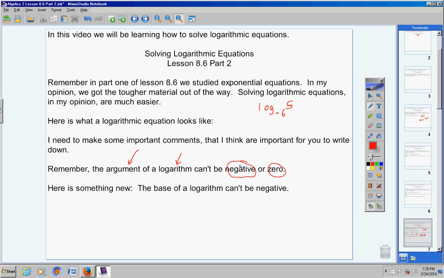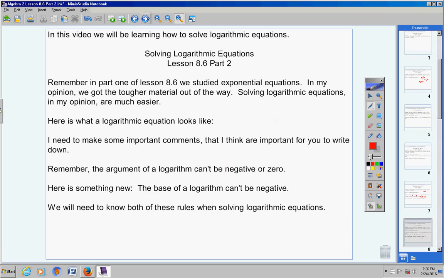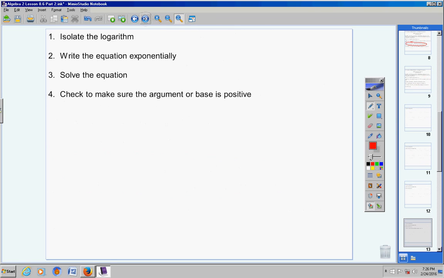And you say, why? Well, to be honest with you, that's based on the definition of what a logarithm is. Logarithms are not made to replace exponential expressions that have a negative base, and so you cannot have a negative base for a logarithm. Okay. All right. So with that in mind, here we go. We will need to know both of those rules when solving logarithmic equations. Here are the steps. I would copy these down if I were you.